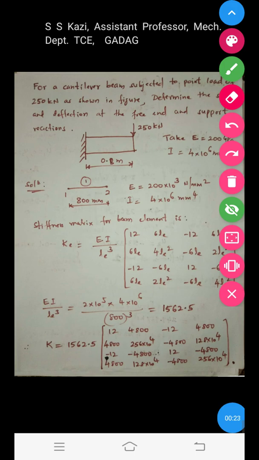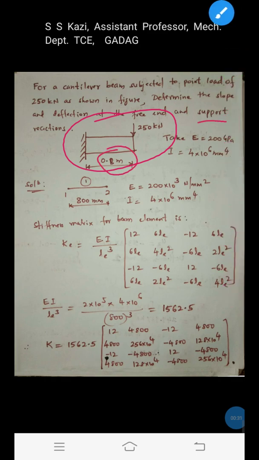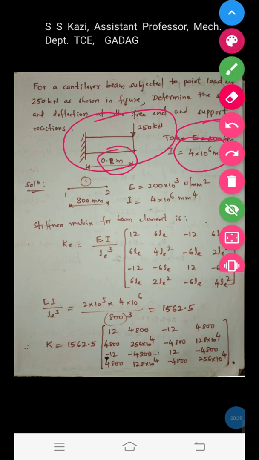It is given that the cantilever beam is subjected to a 250 kN point load at its free end. The length of the beam given is 0.8 meters. Young's modulus of the material of the beam is 200 gigapascal, and the moment of inertia of the cross section of the beam is 4 into 10 raised to 6 mm raised to 4.